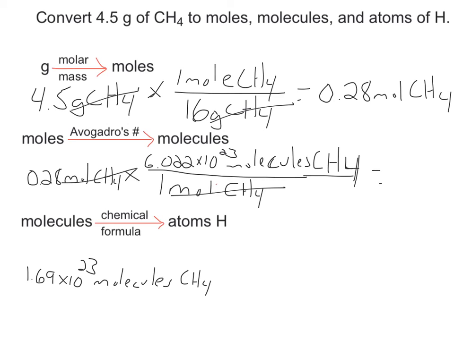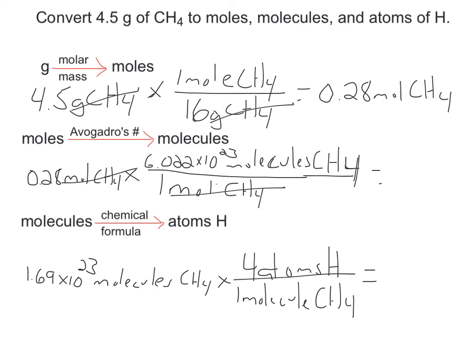And so lastly, converting molecules of CH4 to atoms of hydrogen, we can use the conversion that tells us that in 1 molecule of CH4, we have exactly 4 atoms of hydrogen. We could solve this. Our molecules of CH4 cancel, and we're left with 6.74 times 10 to the 23rd atoms of hydrogen.